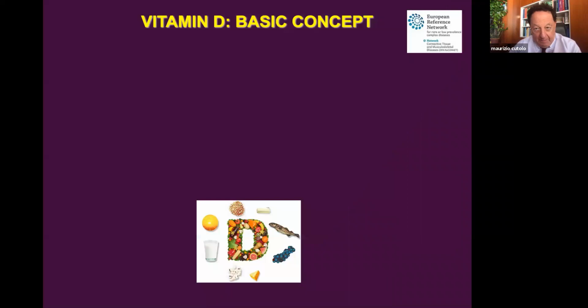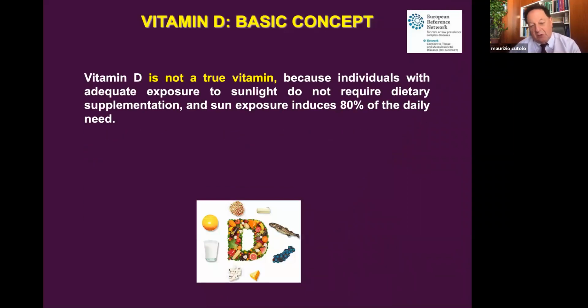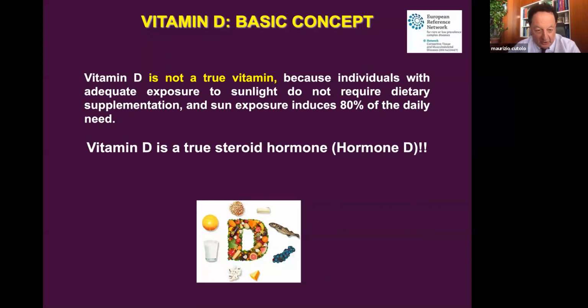So, the basic concept is that vitamin D is not a true vitamin. In fact, every one of us with adequate exposure to sunlight does not need to take in vitamin D, because vitamin D is produced in our body. 80% is produced by sun exposure. This is an important concept. And in addition, vitamin D is not a vitamin because it's a true steroid hormone. It's a hormone, and we will discuss how and why it is a hormone and not a vitamin.